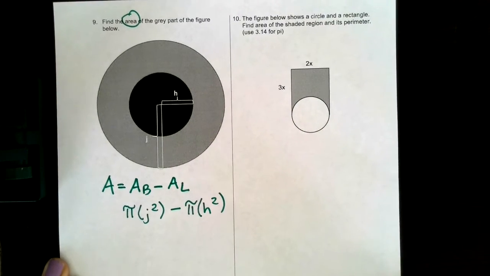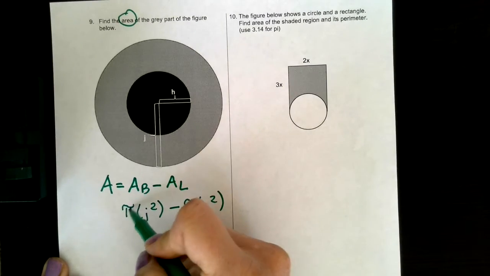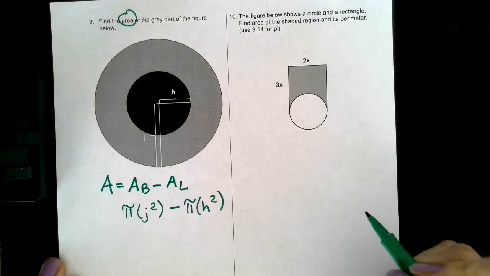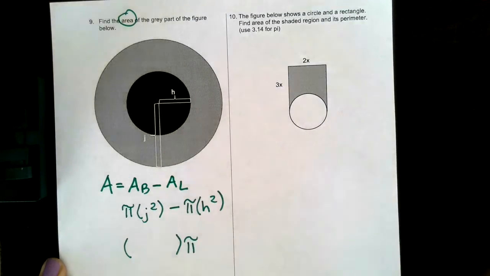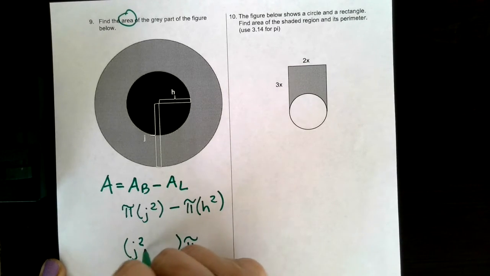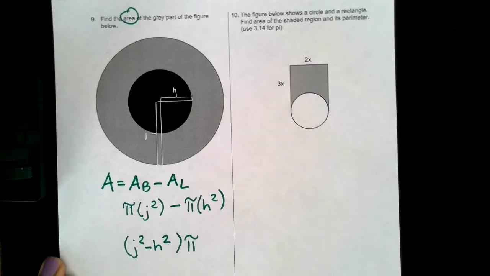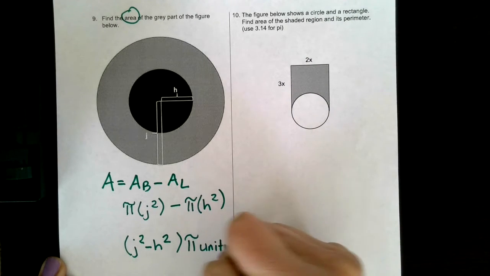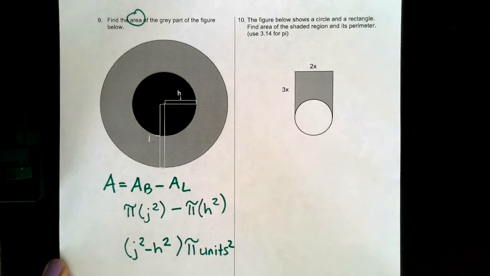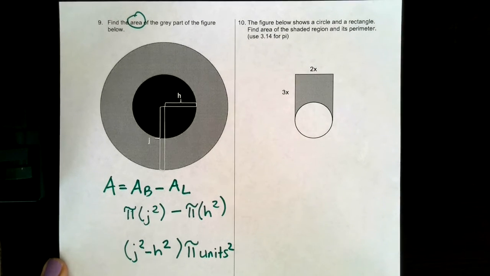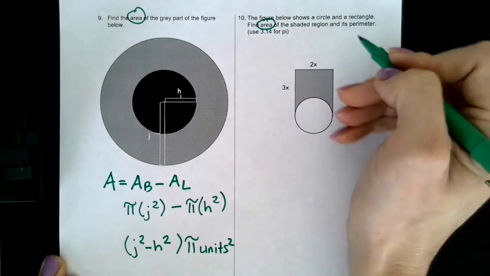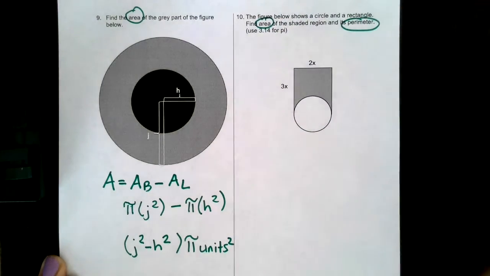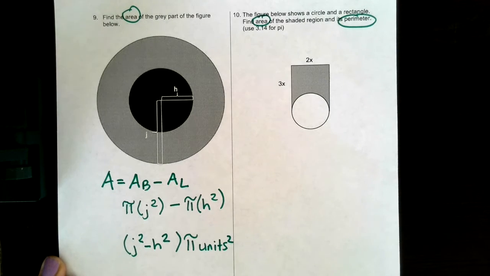All right, so I'm going to write this in a nicer format. Since they both have pi in this expression, I'm going to undistribute, or factor out, the pi and just leave the j squared and the h squared in my expression. And since I don't know the units, I'm going to write units squared since we're using area. All right, for the last one, number 10, using the figure below, it shows a circle and a rectangle. Find the area of the shaded region and its perimeter. We're going to do 2 steps for this problem and use pi equals 3.14.